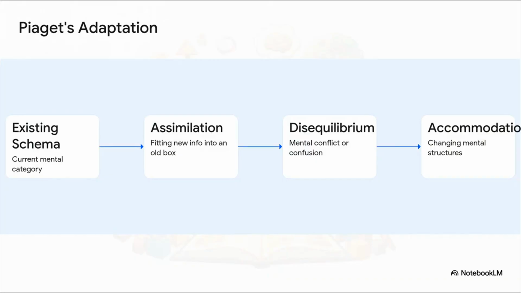But wait, the dog barks. The kid is instantly confused, right? That mental conflict, that "wait a minute" feeling, is step 3, this equilibrium. To fix that uncomfortable tension, the child actually has to build a brand new mental category for dogs. And that final, super crucial step is accommodation. Now, accommodation definitely takes more time, but it's what gives us that deep, long-lasting learning.